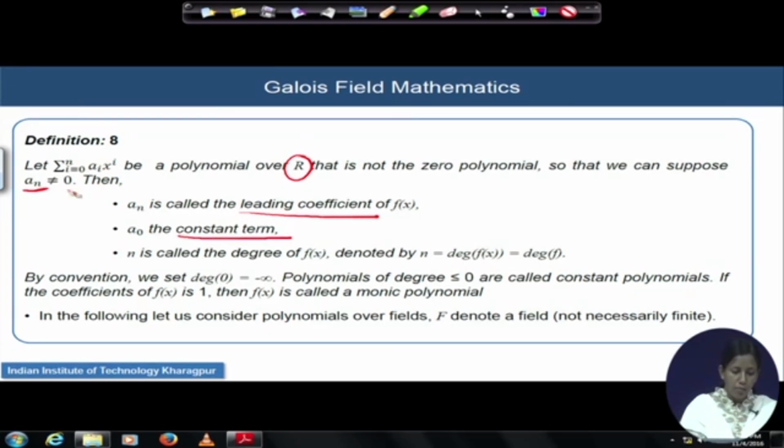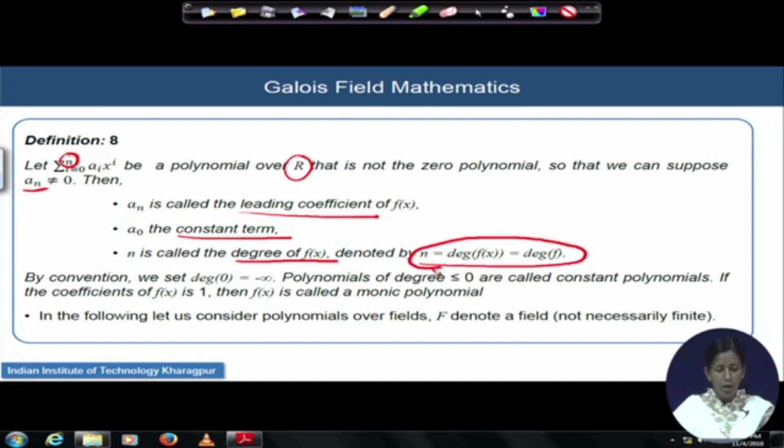The n, up to which the summation is running, is called the degree of the polynomial, and hence we can write it like this. By convention, we say that the degree of the zero polynomial is equal to minus infinity, and all the polynomials that have degree less than or equal to 0 we will call the constant polynomials.